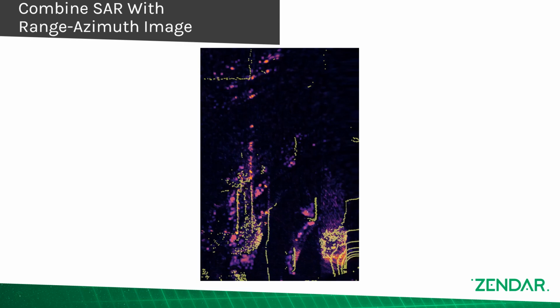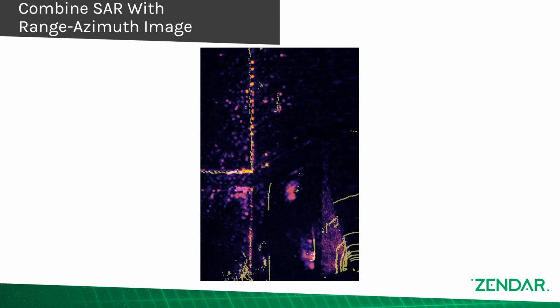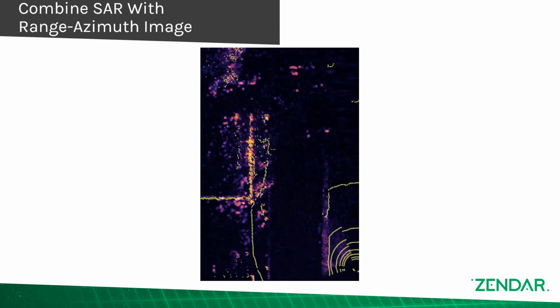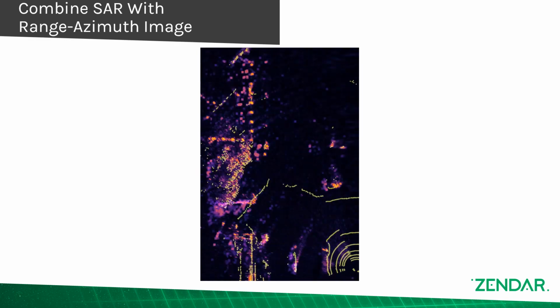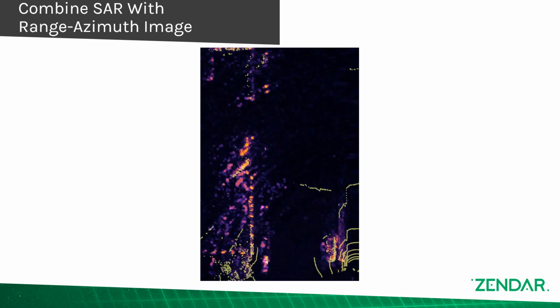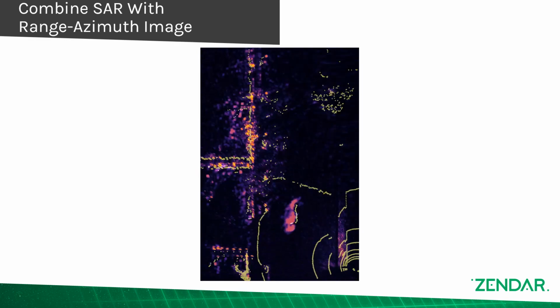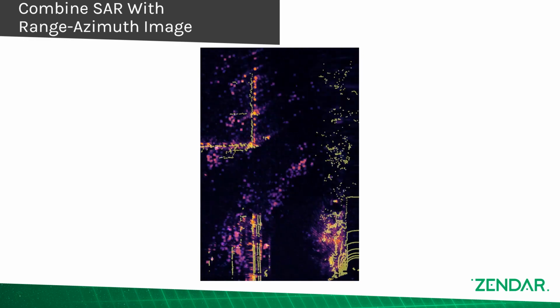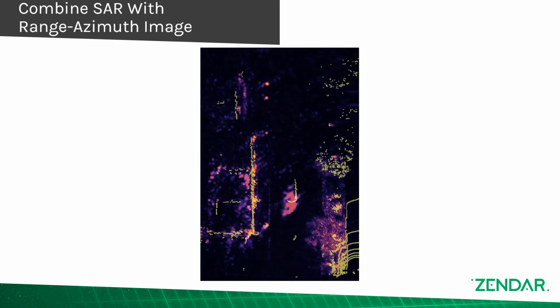An alternative approach would be to first generate a range-azimuth image from the raw radar data and then combine it with the SAR. This video shows the result of combining SAR with the range-azimuth image, which contains both stationary and moving objects. The benefit of such a representation is that you can easily train your favorite object detector to be able to predict both moving and stationary objects in the same space.